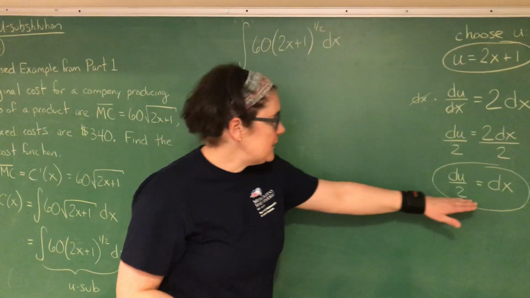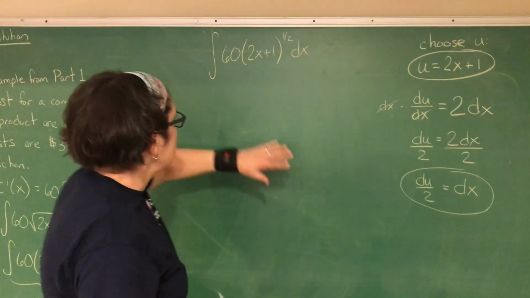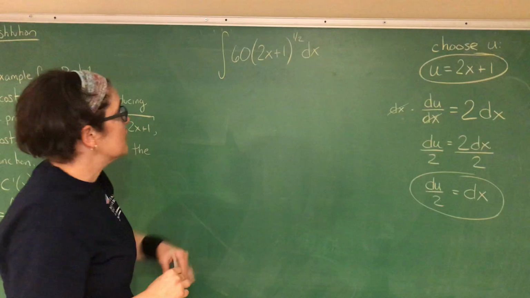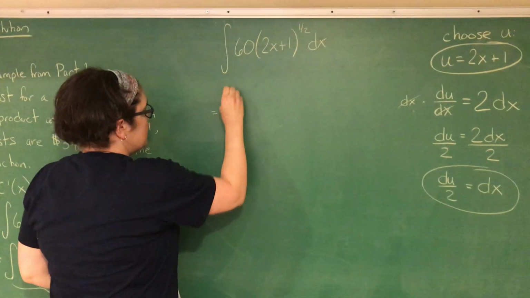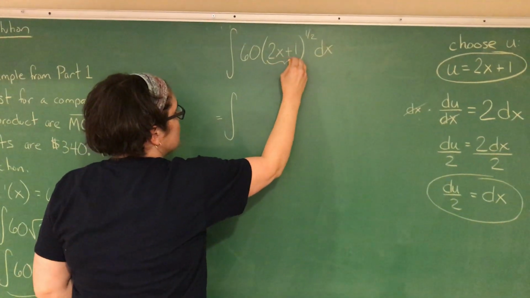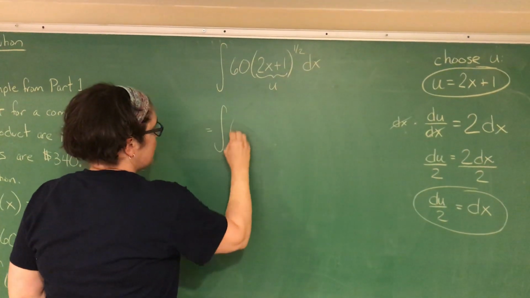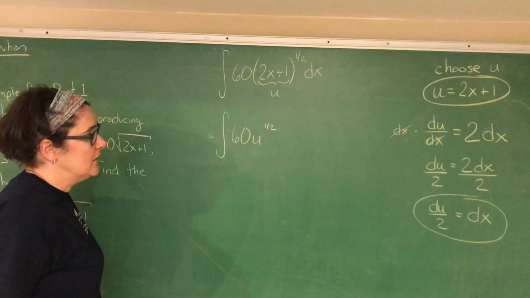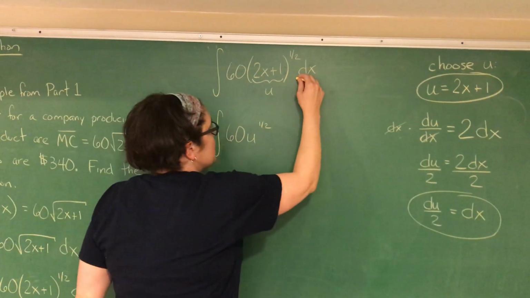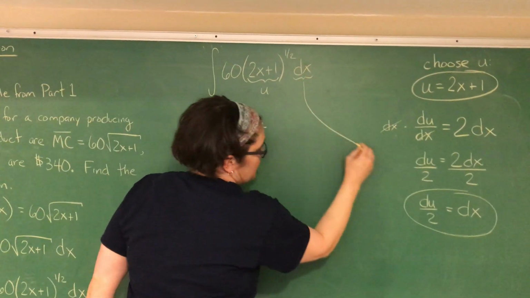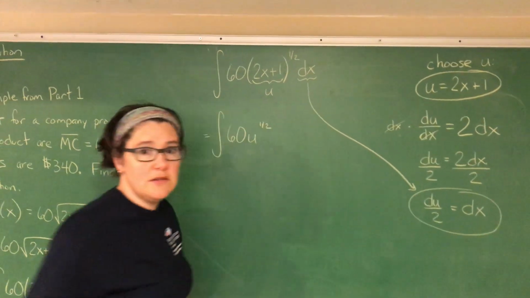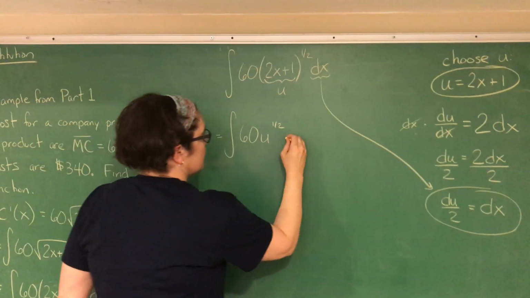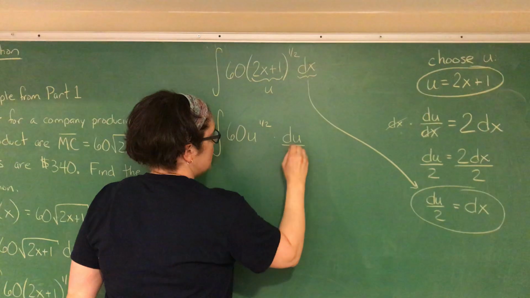After we have solved for dx, our next step is to do some substitutions. The first substitution we make is we replace the 2x plus 1 with u. So we have the integral of 60 u to the 1/2. And the second substitution that we make is that we replace dx with du over 2. So we have times du over 2.